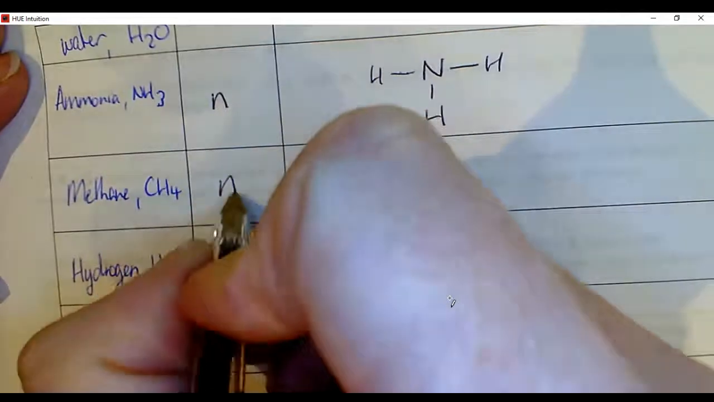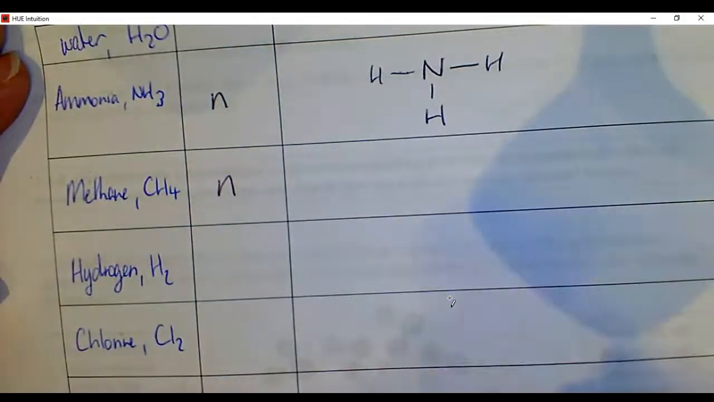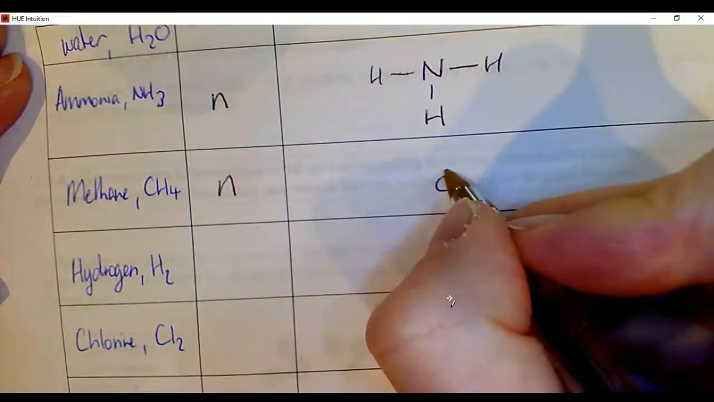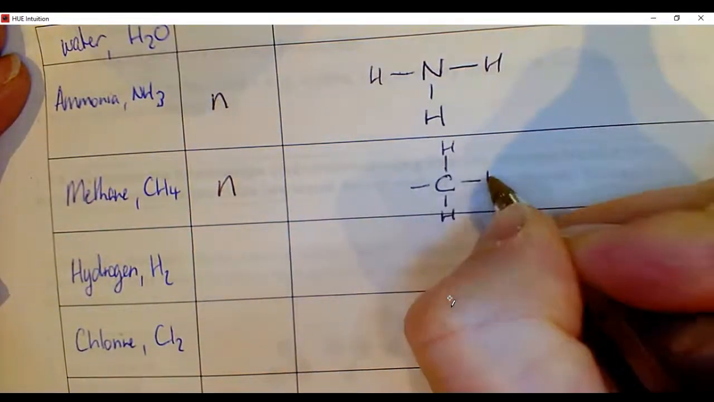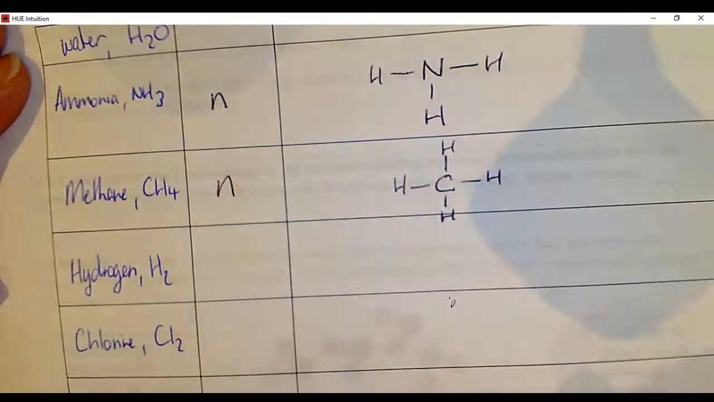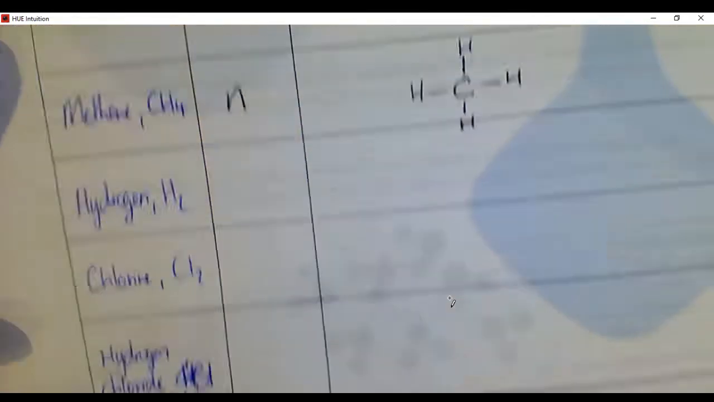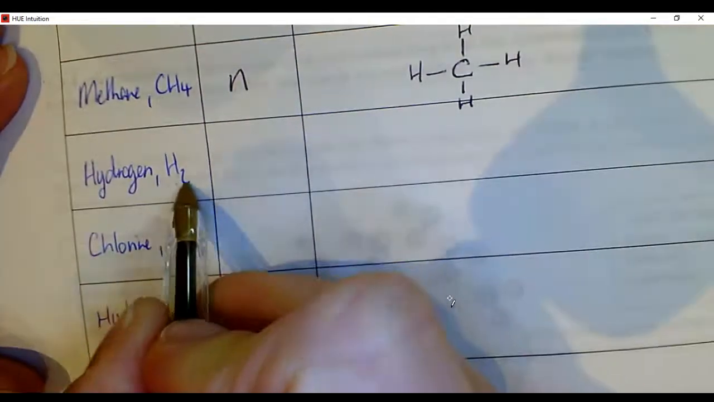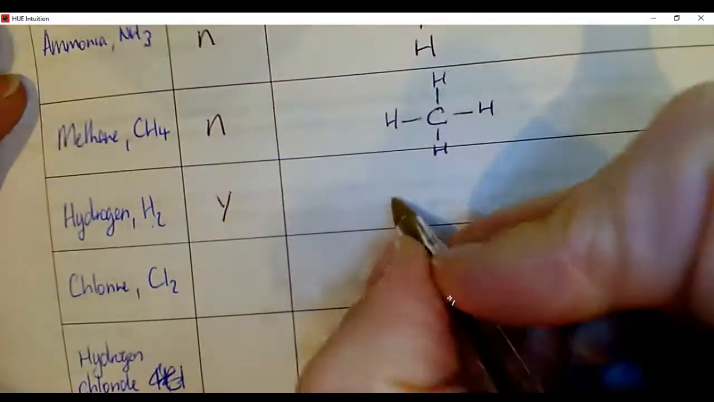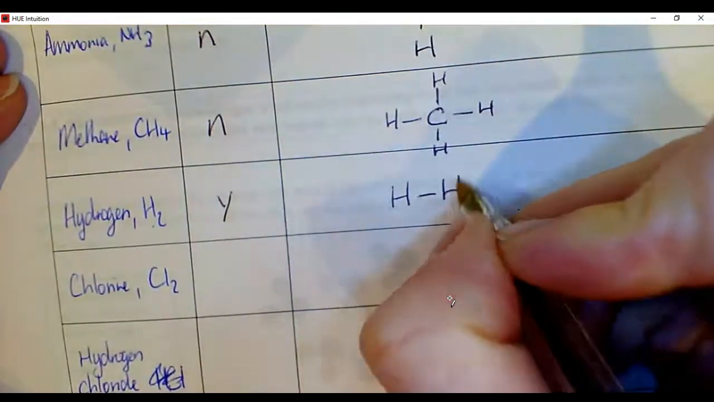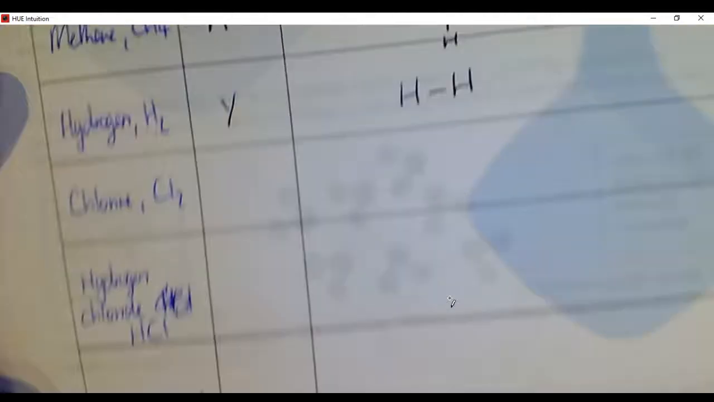Okay, methane is not diatomic. It has 5 atoms in a molecule, and it has the carbon in the middle and 4 single covalent bonds to hydrogen. Right. Hydrogen, yes, it is diatomic. It has 2 atoms in the molecule. Yes, and they are single covalent bonds, so the line diagram will look like that.